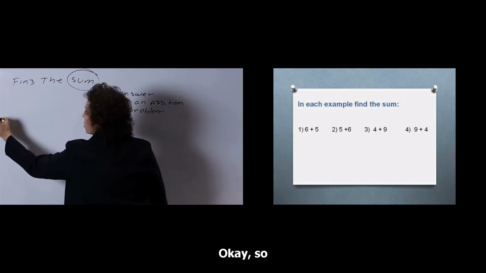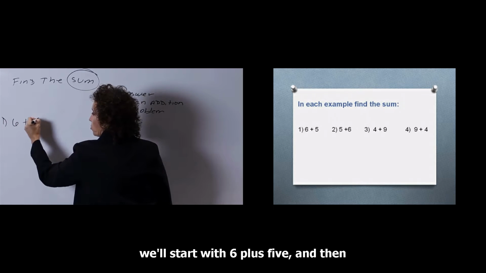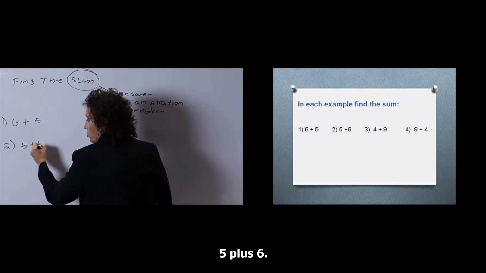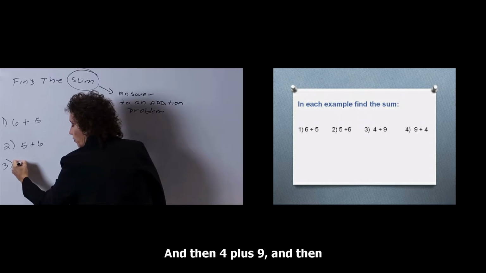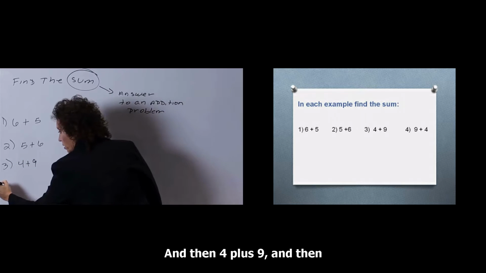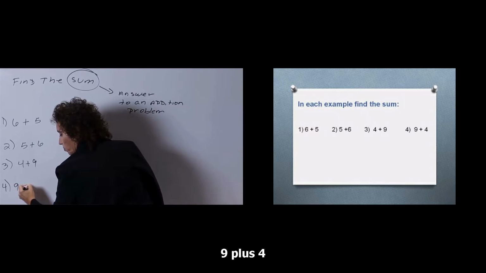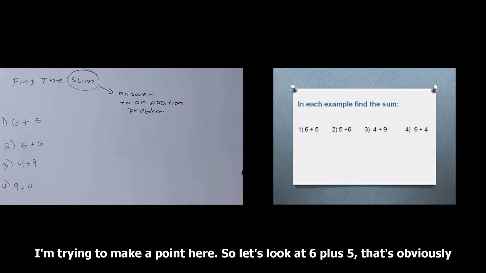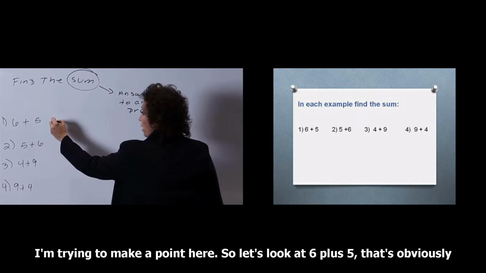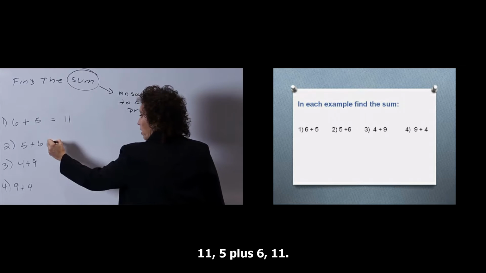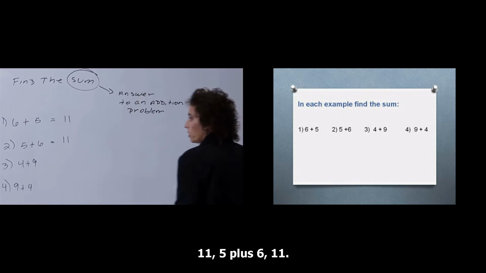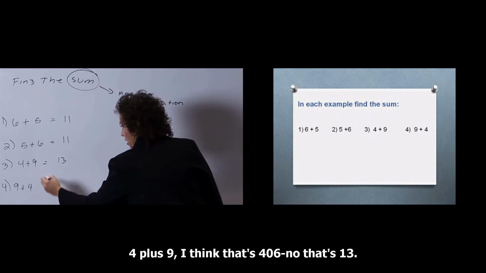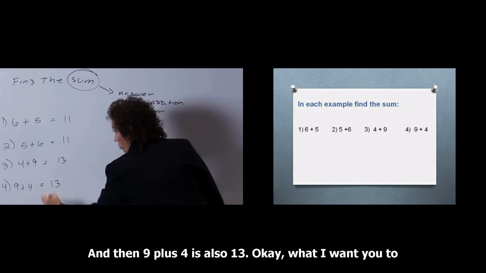So we'll start with 6 plus 5, and then 5 plus 6, and then 4 plus 9, and then 9 plus 4. Not real tough questions, but I'm trying to make a point here. So let's look at 6 plus 5. That's obviously 11. 5 plus 6, 11. 4 plus 9, I think that's 406. No, that's 13. And then 9 plus 4 is also 13.